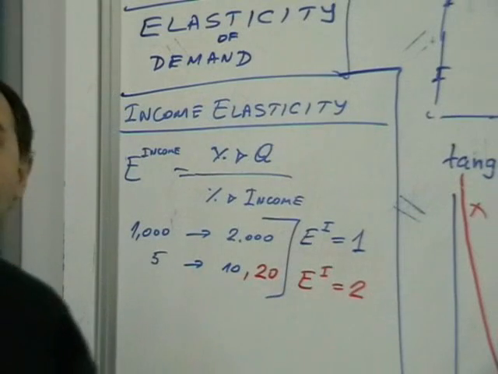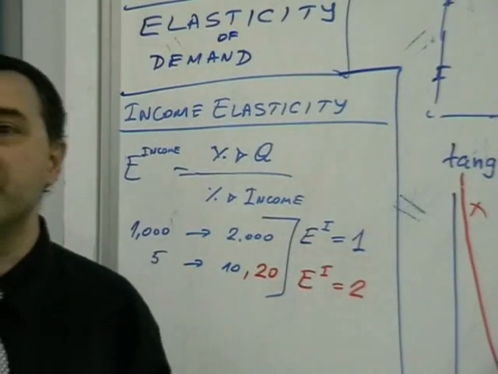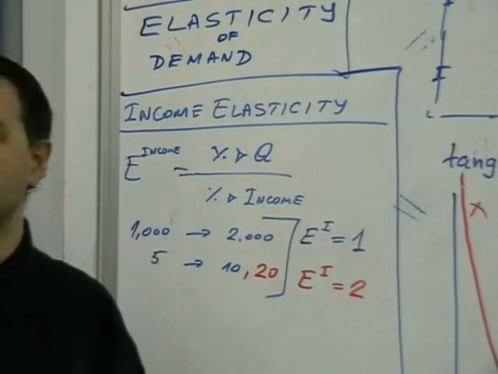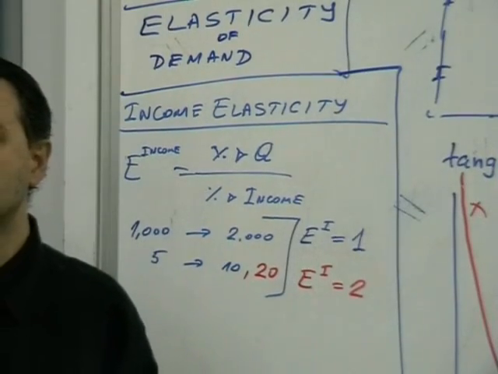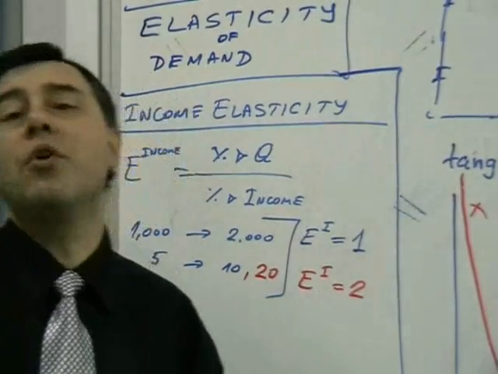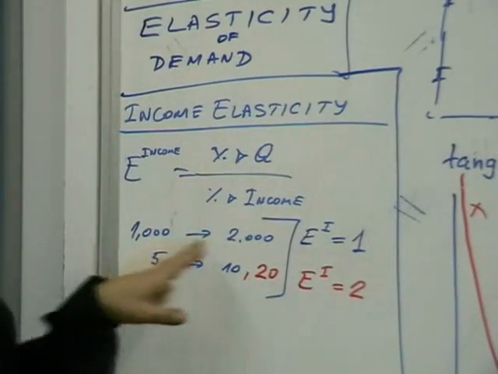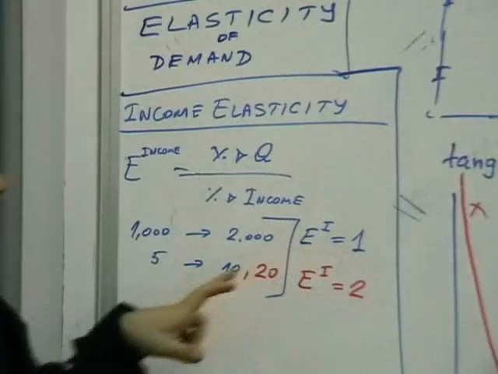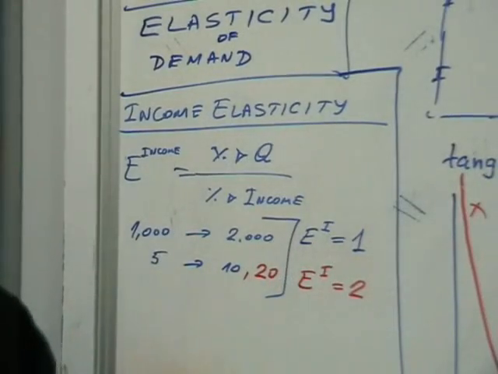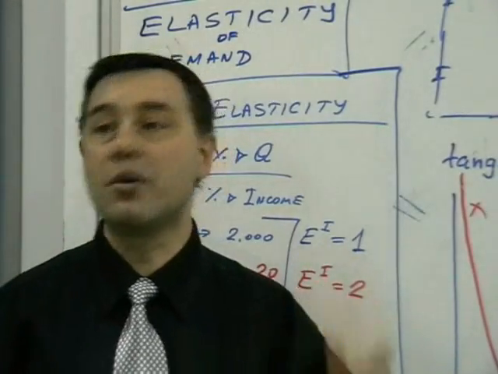Okay? What will be a normal good? What will be an elasticity for a normal good? It's going to be more or less the same. Unit elasticity. For example, if income doubles with a unit elasticity, from 5 you increase to 10. So, it's more or less a normal good.